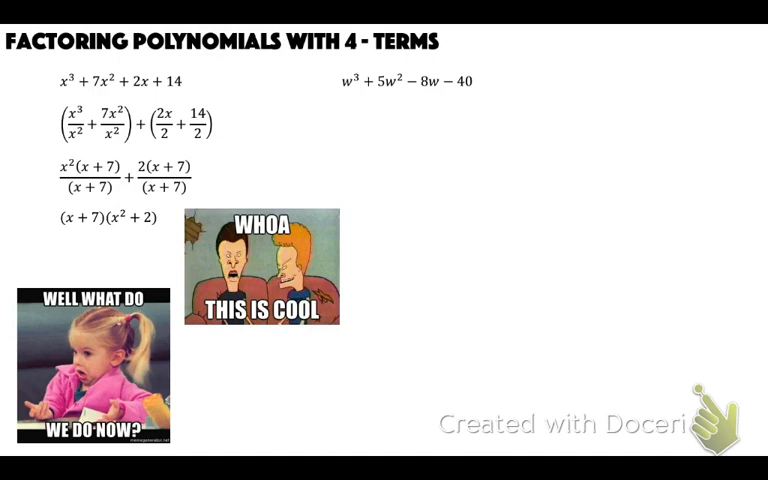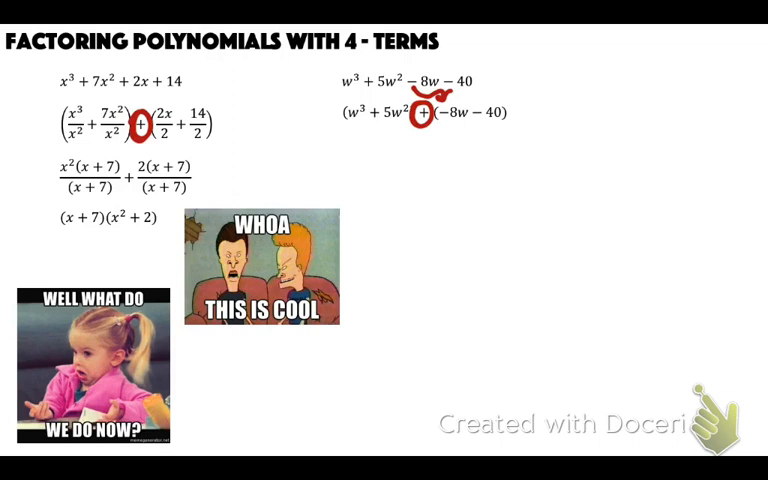Anyways, w cubed plus 5w squared minus 8w minus 40. So group the first 2, group the second 2. Notice what I did right here. So this is a minus sign. I grouped that minus sign inside there, and I changed this to a plus sign. Okay, you always want a plus sign between your parentheses. So if it's a subtraction, put the subtraction in the parentheses and just put a plus between them.